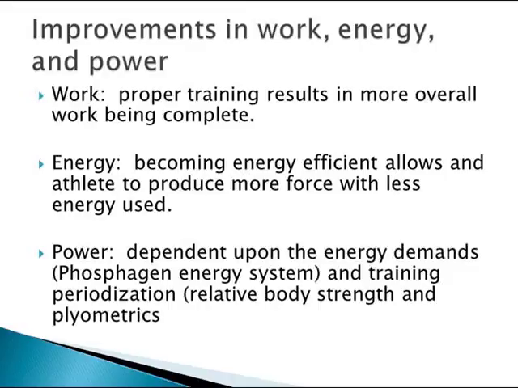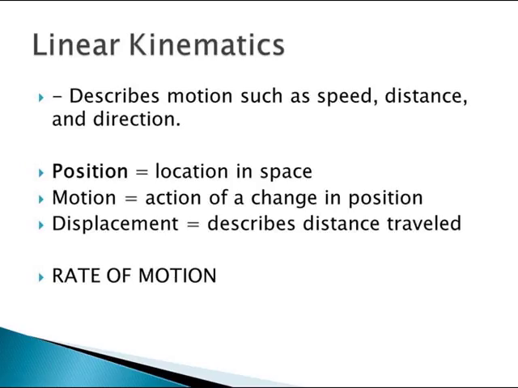Improvements in energy and work really have to do with the way you train and how the power is mainly dependent upon different energy systems, meaning mainly the phosphagen energy system, and how training periodization to build relative body strength and power through plyometrics can help the athlete be a lot more efficient in energy production, conservation, work, and power output. Linear kinematics play a main role in sprinting for performance.